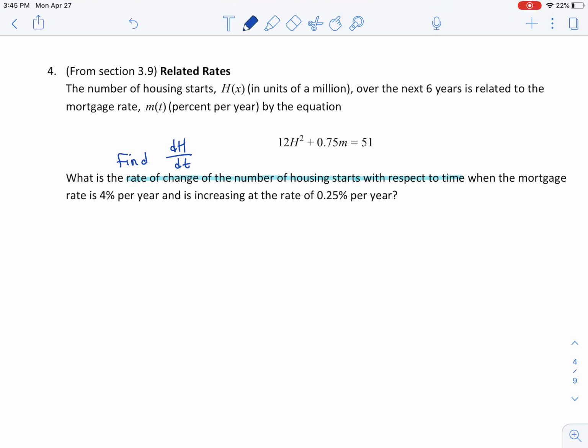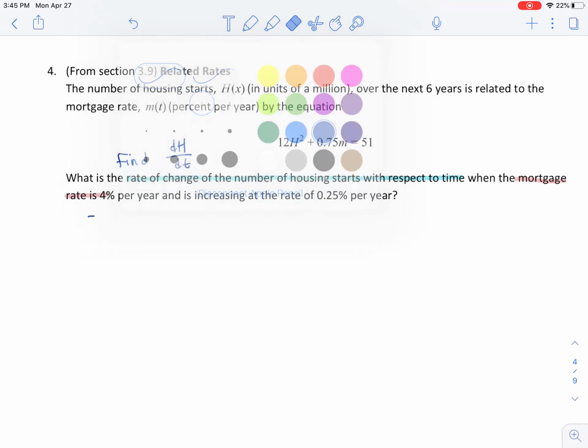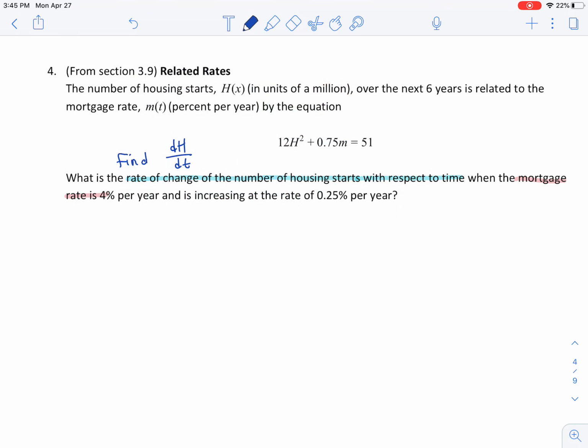When the mortgage rate is 4% per year, so let me go ahead and say M of T. I'll simply say M is 4%, and it's increasing. Now take a look at the wording though. Mortgage rate is 4%. That's why I have M equals 4. Let me even color code this with a pink pen. I like colors, guys, or red. And at that time, it is increasing at the rate of 0.25% per year.